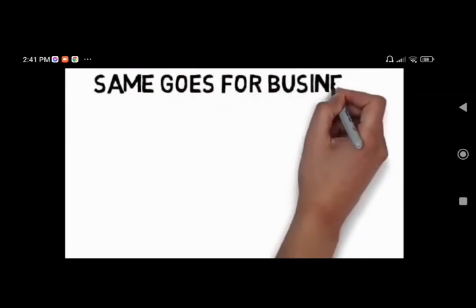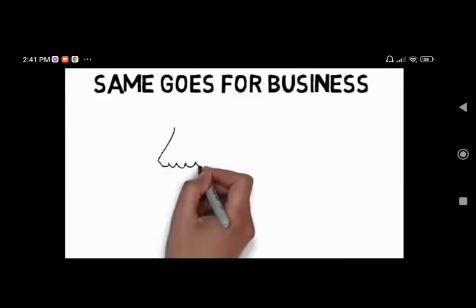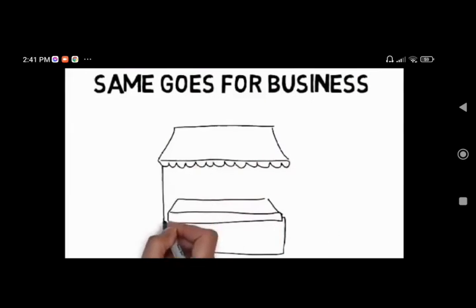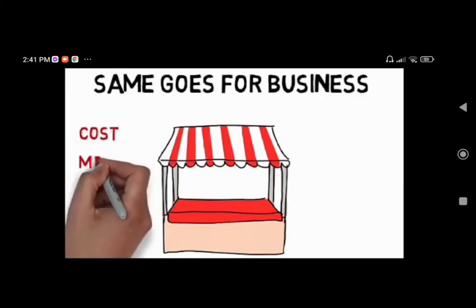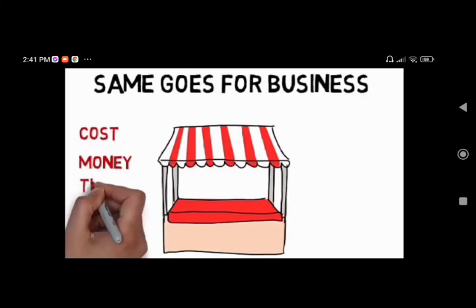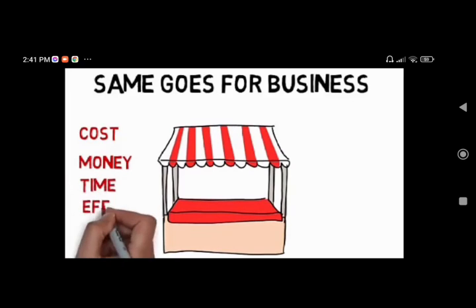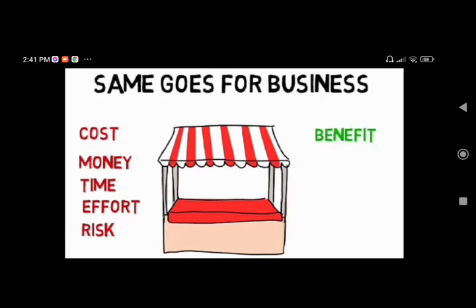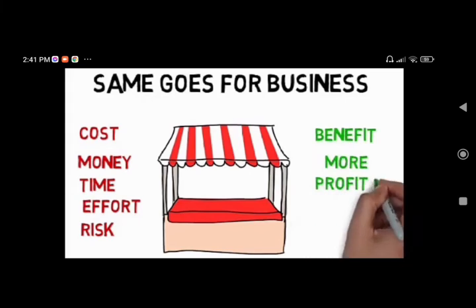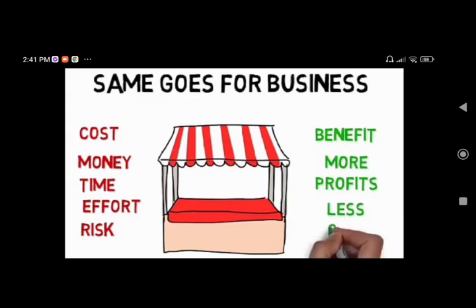Same goes for the business. When making any decisions, they go through the cost-benefit analysis to see if it's really worth making it or not. The cost can be money, time, or effort, and maybe even risk, a perceived risk. On the other hand, the benefit can be any good returns for the business. It might be more profits, or less cost at least.